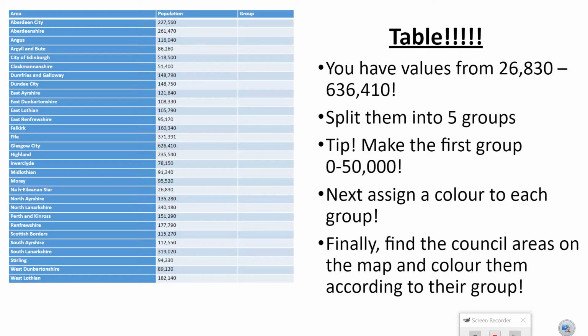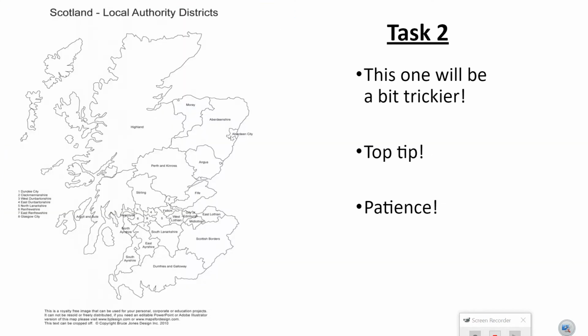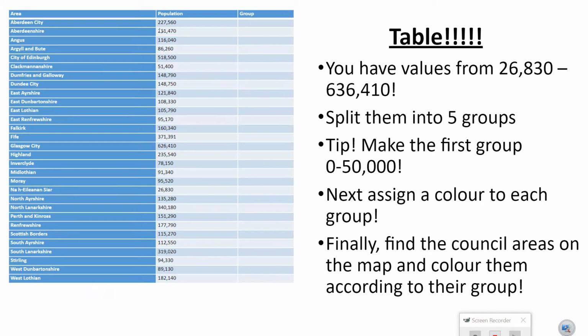Right, what are you going to do? Don't be worried about this table. It looks terrifying, I know. You've got huge amounts of values of population. Population is simply the number of people that live in a place. So Aberdeen City local authority, go back to the map, is this zone here. It's Aberdeen City, number 32. It has a population of 227,560 people. And we've got 32 other ones. But let's just think about Aberdeen for a second.